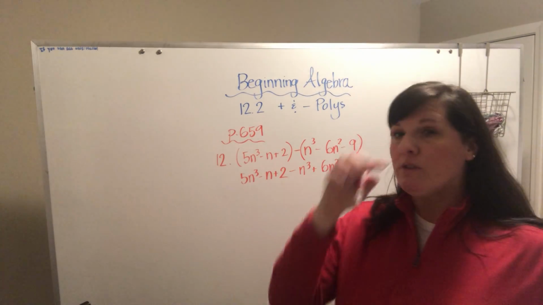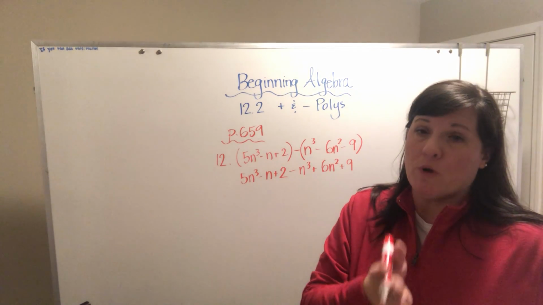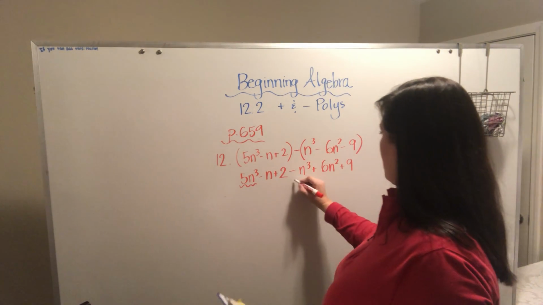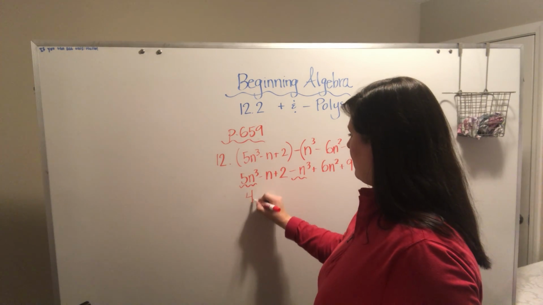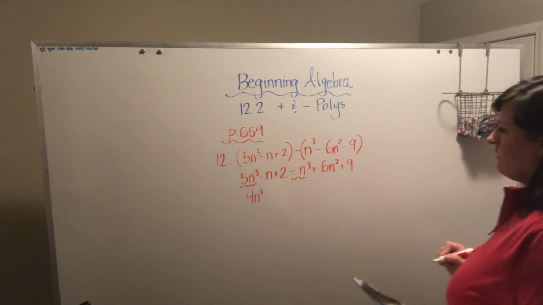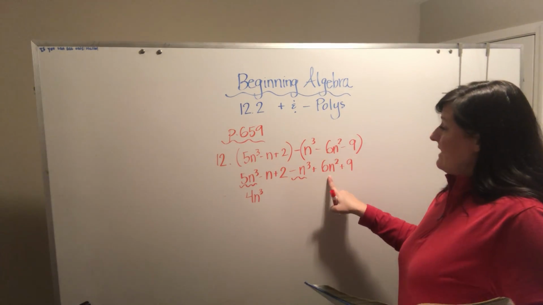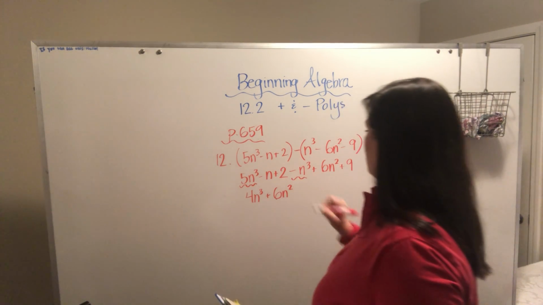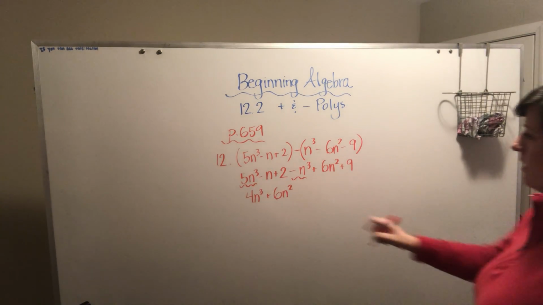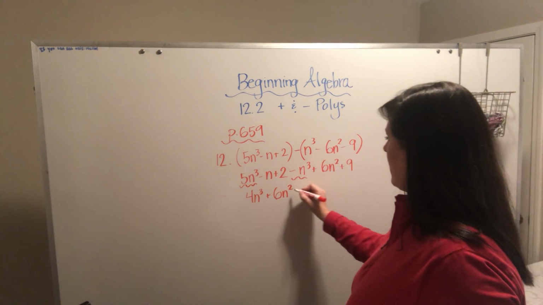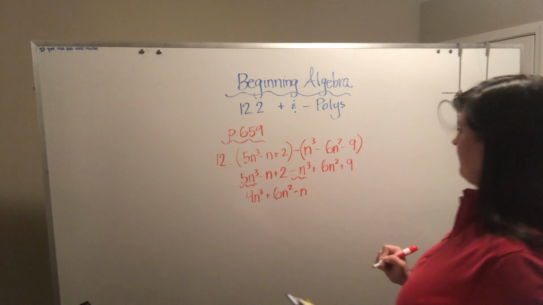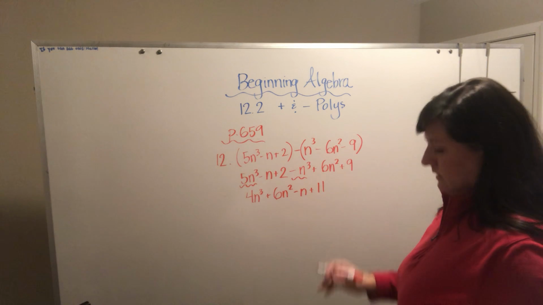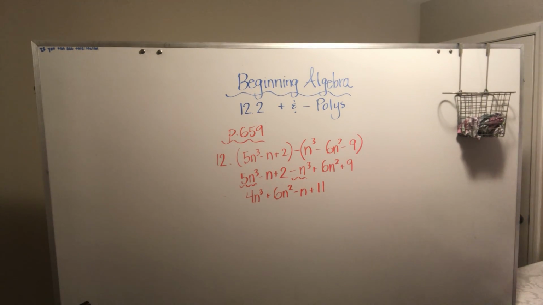You have to keep your exponents going in the proper order, which you learned in 12.1. So start with the largest exponents. I see 5n cubed minus n cubed, 4n cubed. And I'm done with those. I see 6n squared and nothing else, so that one comes next. Plus 6n squared, okay? I see a negative n and no other n terms, so minus n. And then I have 2 and 9, which is 11. And that is the final answer.